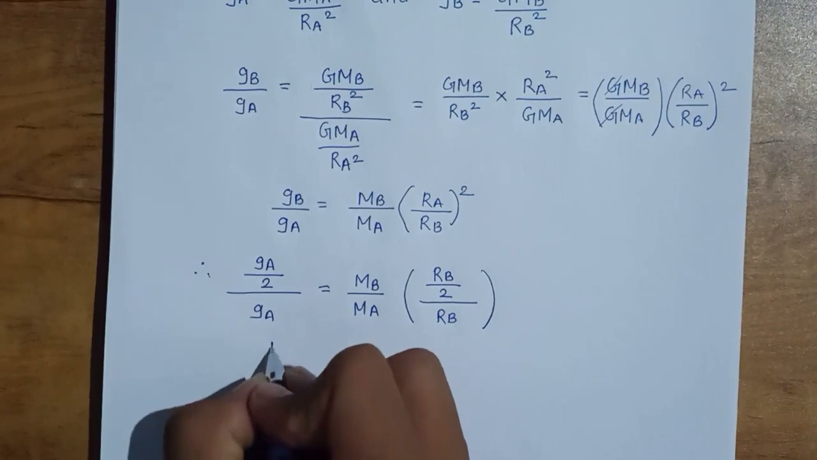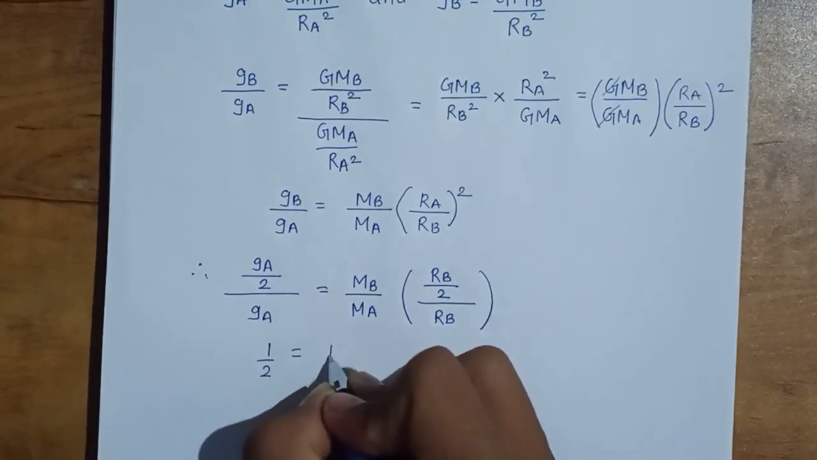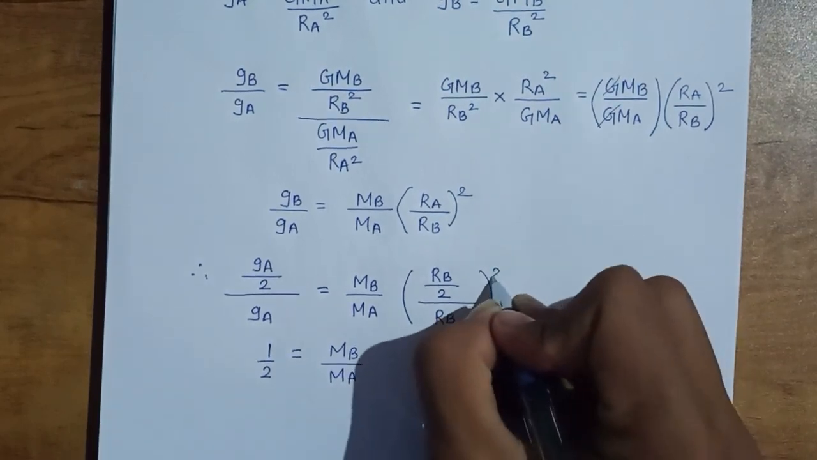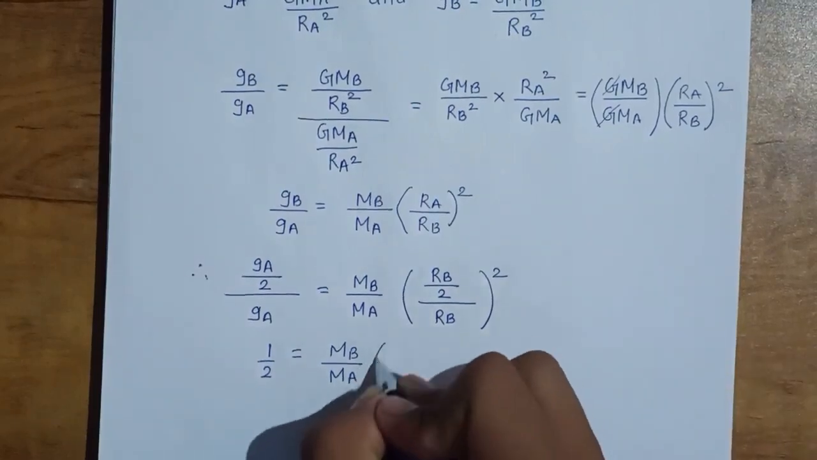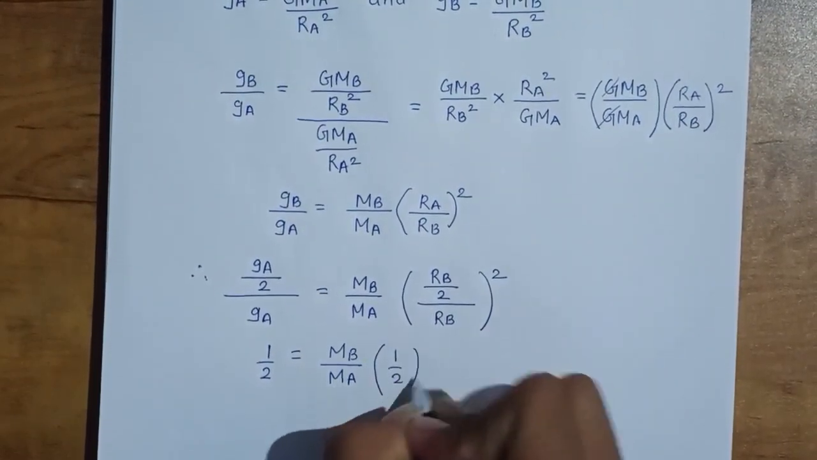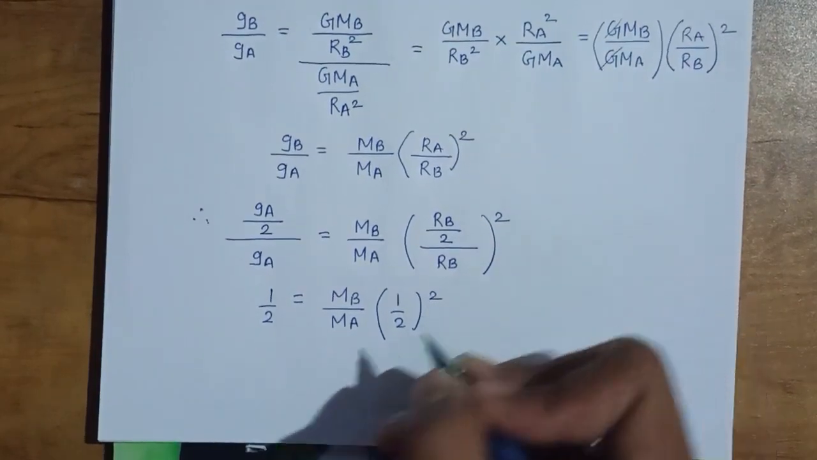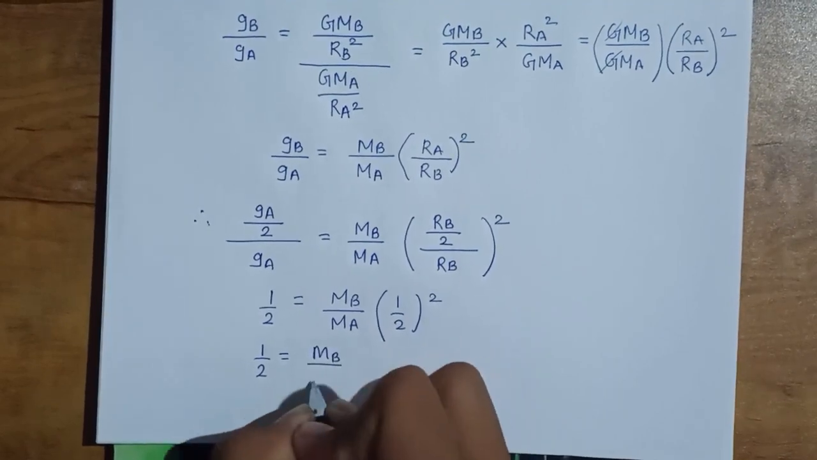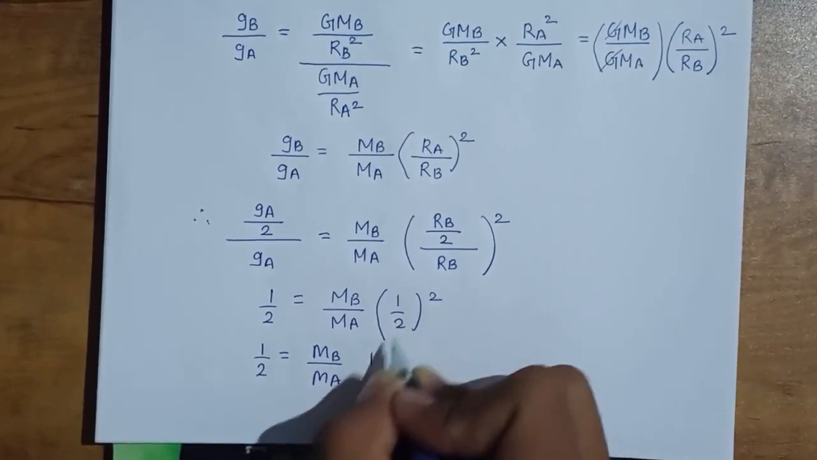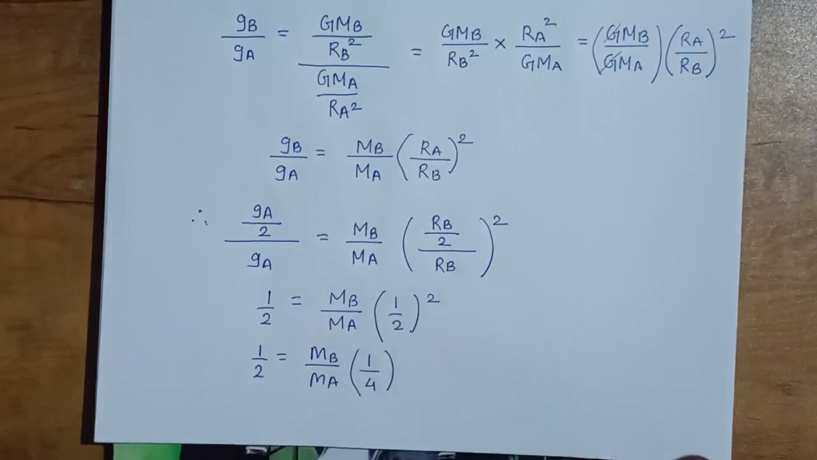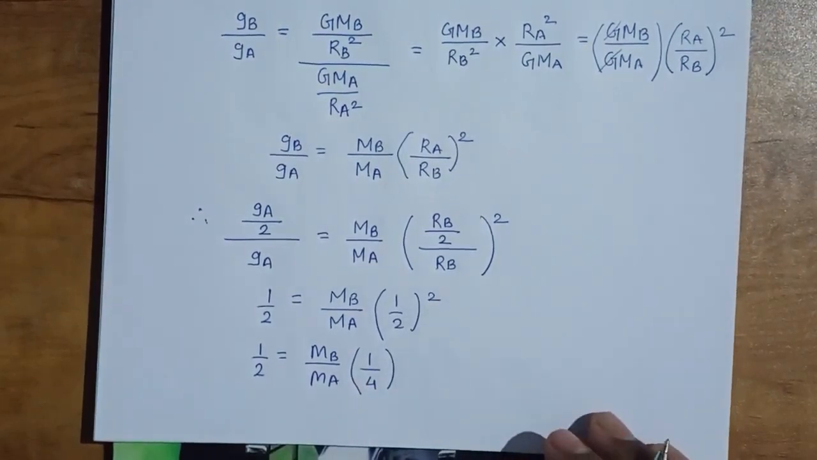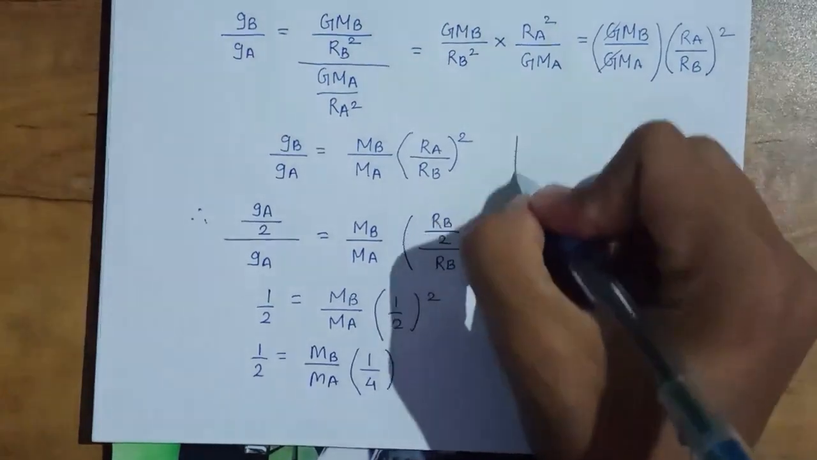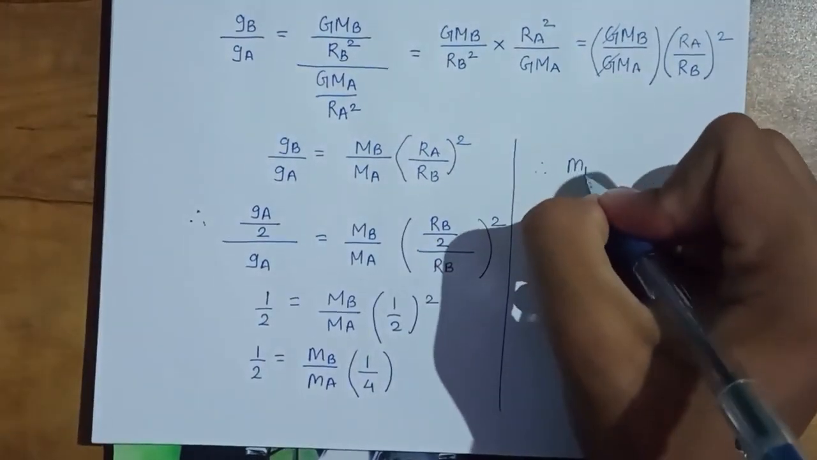So our final answer is 1 by 2 equals MB by MA into, here square is there, I forgot to write the square. So here half square. Half I will write as it is, MB by MA as it is, and 1 square is 1 and 2 square is 4. Now this will go here, it will become division, so 1 by 4.